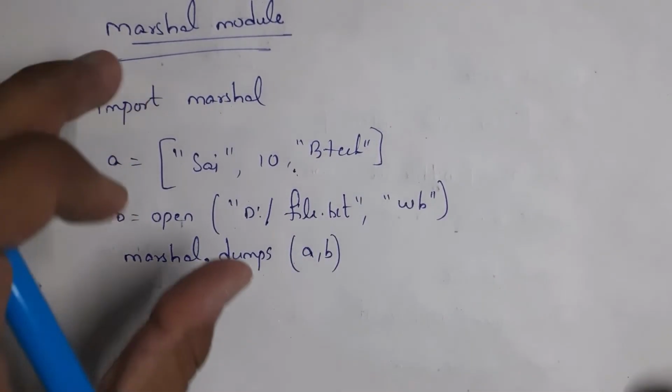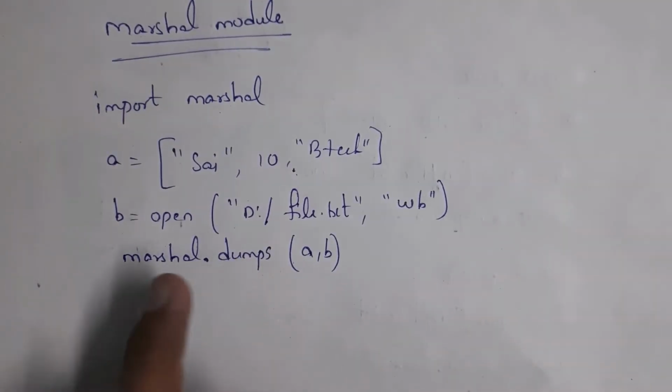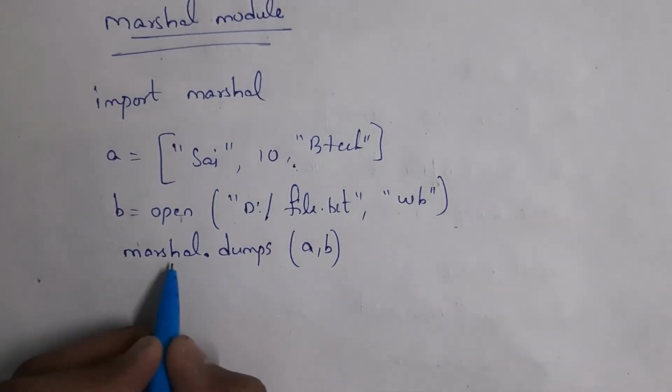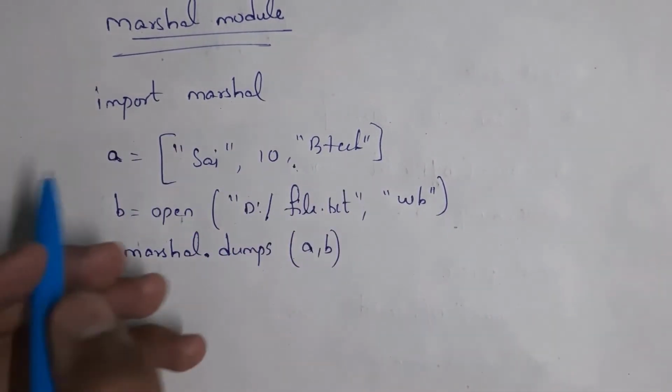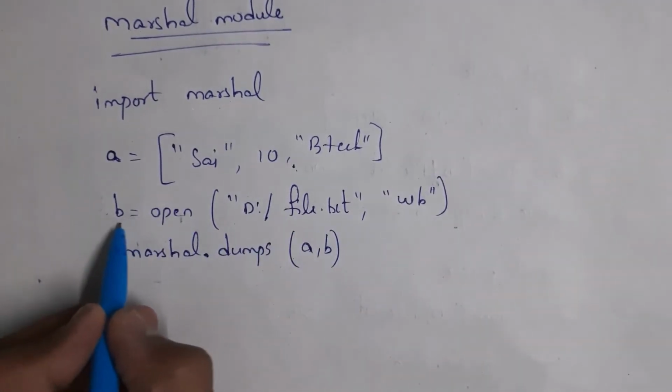Guys, this module is the same as the pickle module. The only difference is that in place of writing pickle.dump, write here marshal.dumps. You need to add s here. Whenever you run this line of code, whatever list is present in object A is copied to file.txt, which is present in object B.